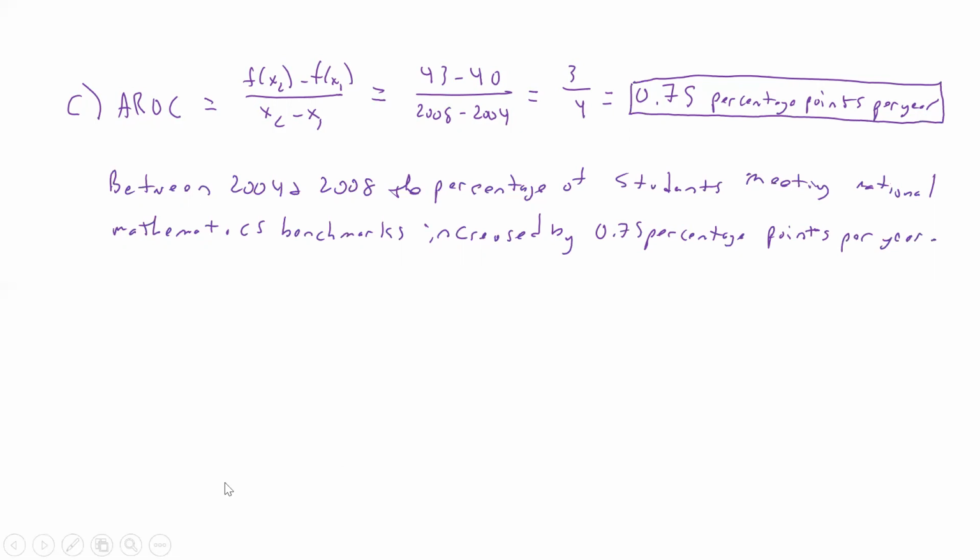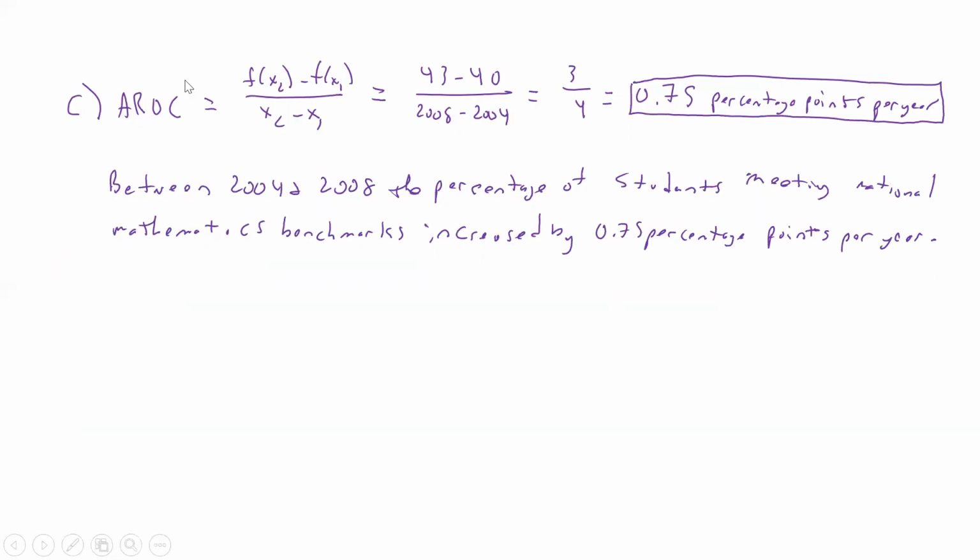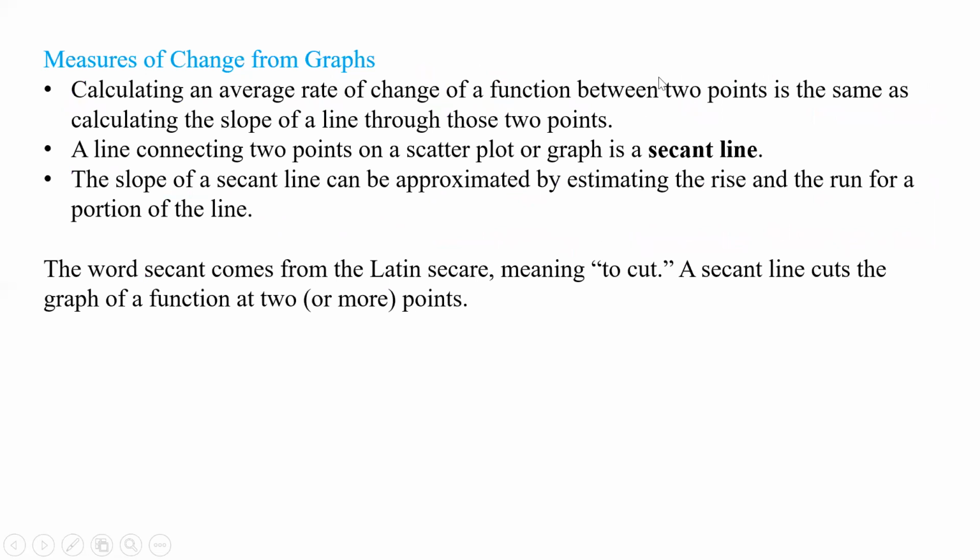So we had our 3 calculations. We had just the plain old change, we just subtract it. We had the percent change, we subtract it and then divide by the initial times 100%. And then we found the AROC, so we did the subtraction divided by the difference in the years in this case, and then we have the 0.75 percentage points per year. All right, so I'm going to stop there and then I'll come back with this one.